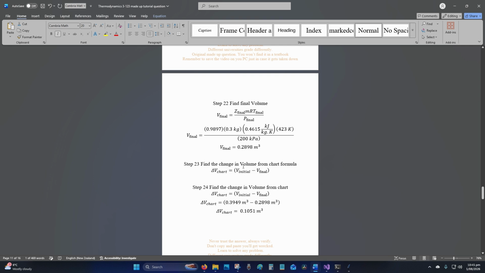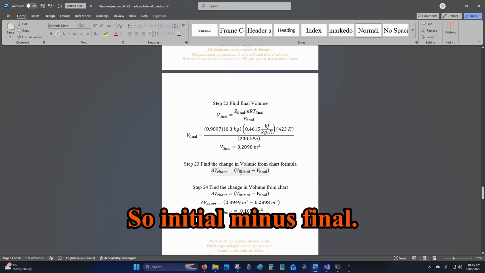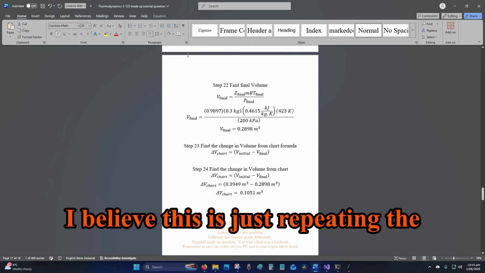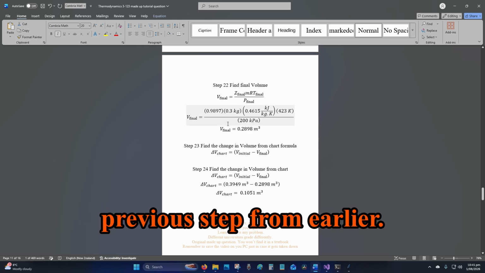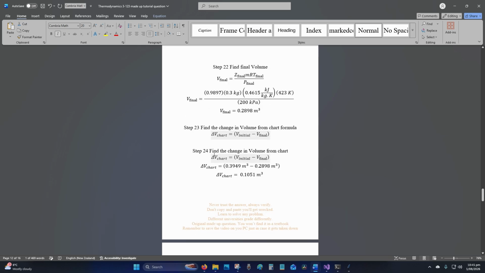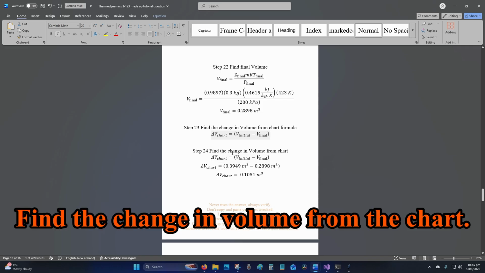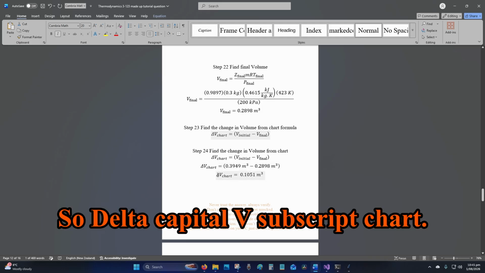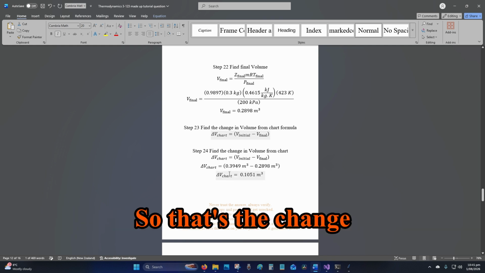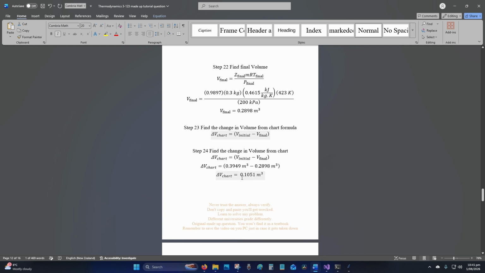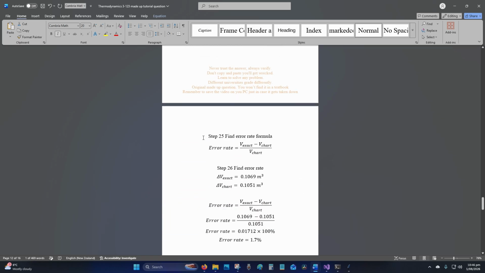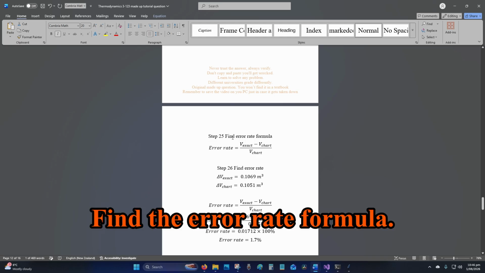Step 23, we want to find the volume change from the chart. So initial minus final. I believe this is just repeating the previous step from earlier. That's okay. It's a good reminder. Step 24, find the change in volume from the chart. So now we just plug in the numbers. So delta capital V subscript chart, that's the change in volume of the chart. We get 0.1051 meters cubed.